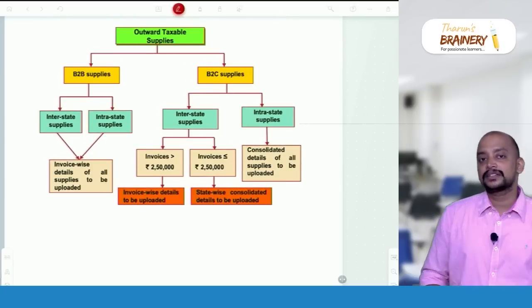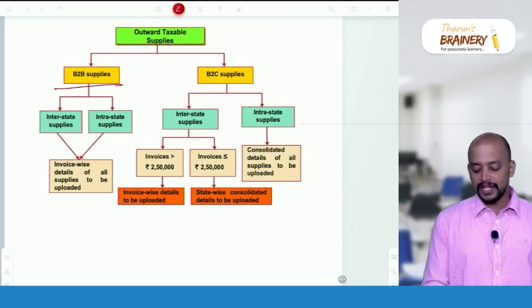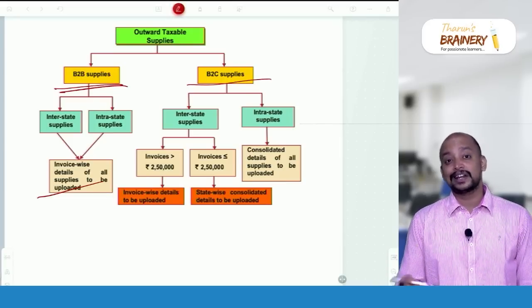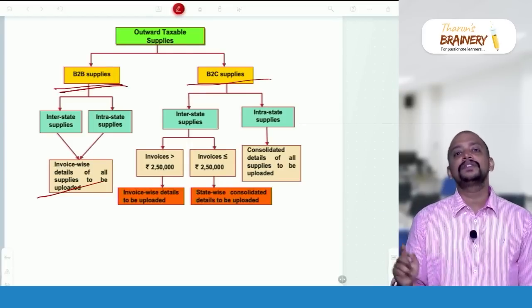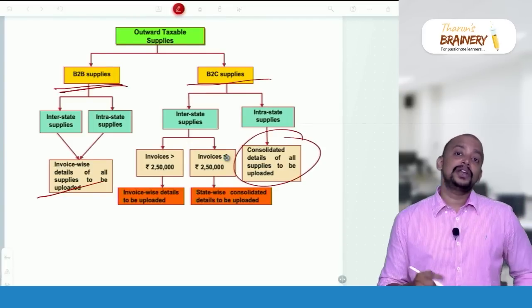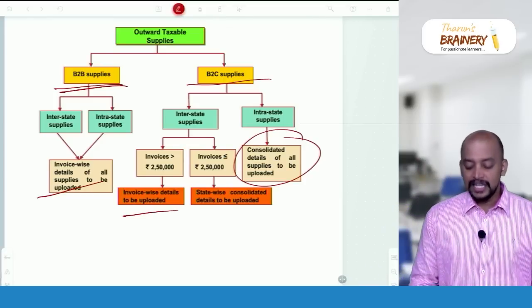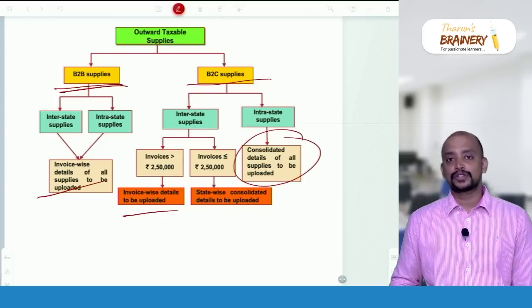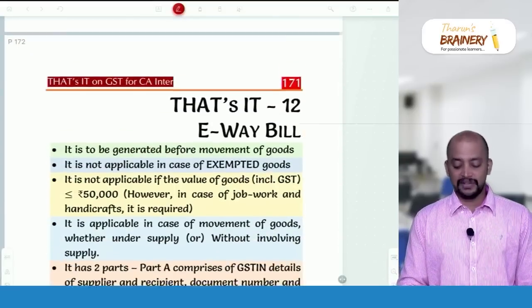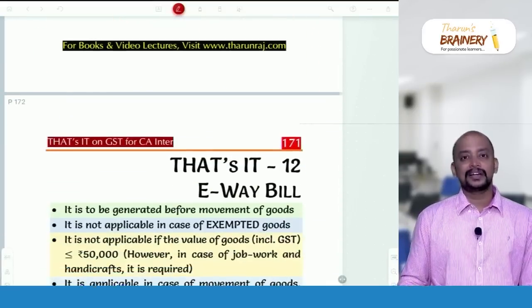Then outward supplies, how do we need to report? B2B supplies we always need to report invoice wise, whereas for B2C supplies we need to check interstate or intrastate. Intrastate, within the state, no need to give invoice wise; consolidated. If it is interstate, again if the invoice value exceeds 2,50,000, invoice wise. If the invoice value does not exceed 2,50,000 per invoice, then state wise consolidation needs to be done. So these are the points that we have in case of returns.